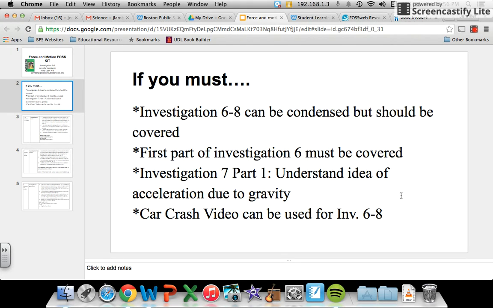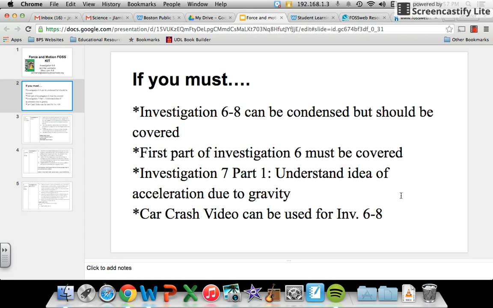So the first part of investigation 6 must be covered. This is all about forces, and we'll go a little bit more in detail in that in the next slide. Investigation 7, part 1, understanding the idea that there is acceleration due to gravity. Students should get that the acceleration due to gravity is about 10 meters per second squared. And this is where you can also hone in on the standard that the difference between mass and weight. You can talk about this in this investigation.